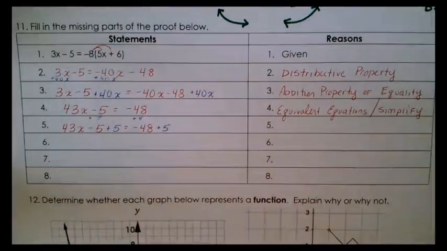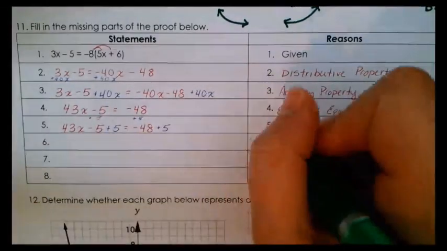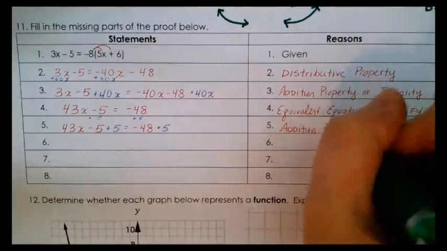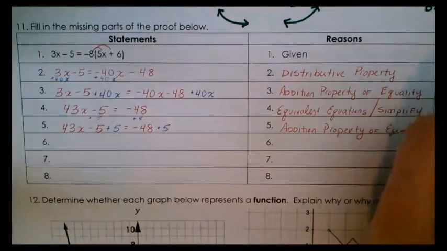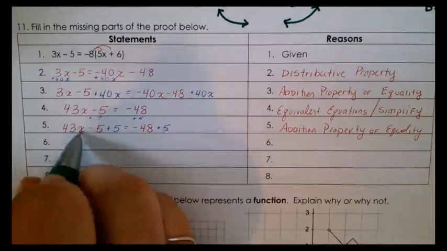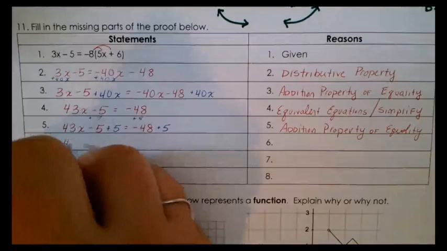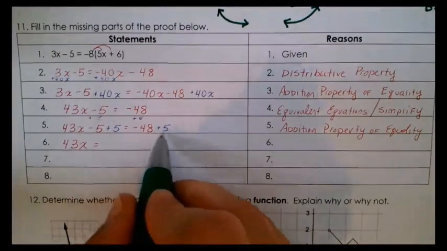My reasoning for doing that? Well, addition property of equality. I'm adding the 5 to both sides. Now I'm going to simplify that. I actually want to add them together. So next step, I'm going to have 43x, the minus 5 and the plus 5 will cancel each other out. So I'm just left with 43x equals negative 48 plus 5.